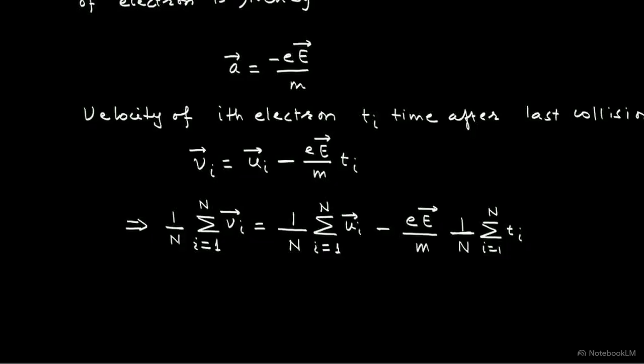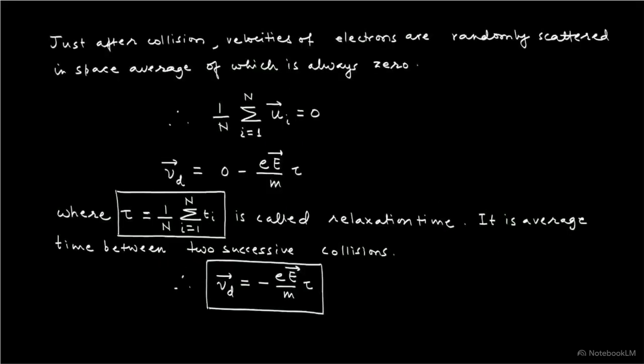To find the true macroscopic behavior, we apply a mathematical summation. We add up the velocities of n total electrons and divide by n to find the average across the entire swarm. Since initial thermal velocities are randomly scattered in all directions just after a collision, their statistical average is 0. The average time an electron travels between collisions is tau, the relaxation time. Substituting these gives our final drift velocity formula.